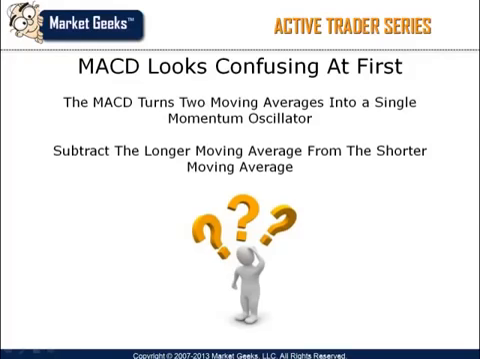Oftentimes, beginners have difficulty understanding and utilizing the MACD because it looks rather complicated and intimidating at first. Once you take the MACD apart, you will realize that it's a fairly basic indicator that's easy to understand once you familiarize yourself with it. The MACD turns two trend-following indicators, moving averages, into a momentum oscillator by subtracting the longer moving average from the shorter moving average. As a result, the MACD offers the best of both worlds, trend following and momentum.